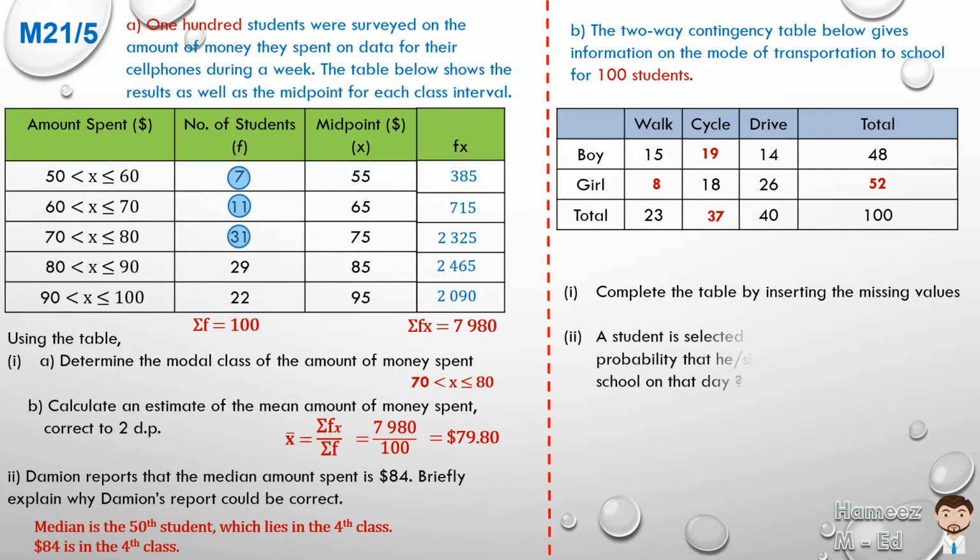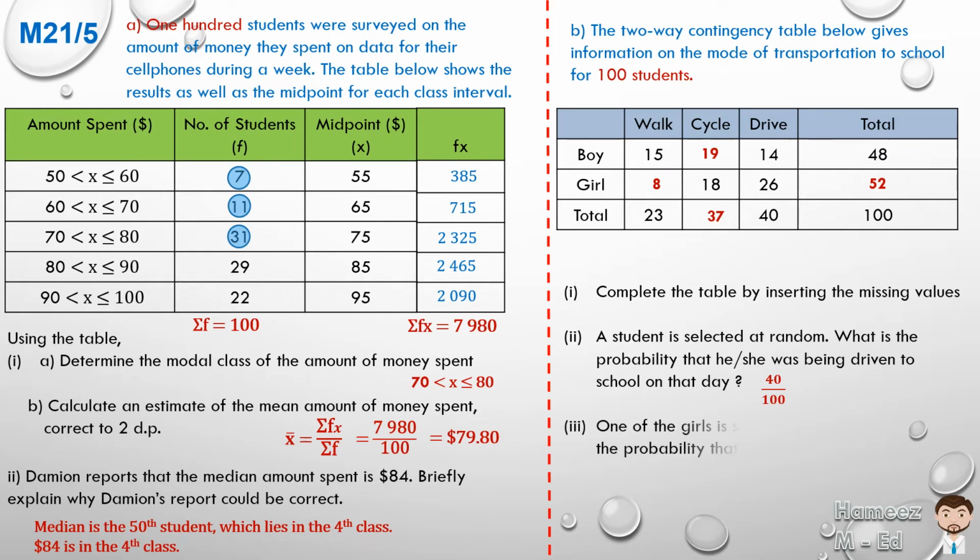In part 2 of this, a student is selected at random. What is the probability? So probability means that we are looking for a fraction. What is the probability that he or she was being driven to school on that day? So how many students were being driven? 40 students, but we're writing it as a fraction, so 40 out of the total, which is 100 students. So 40 over 100 will be our probability.